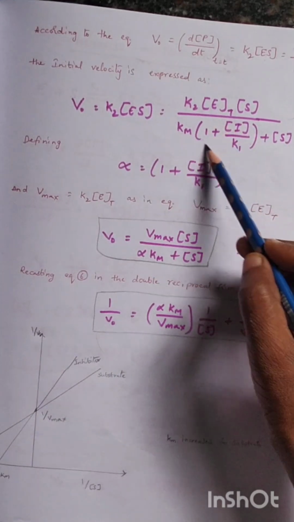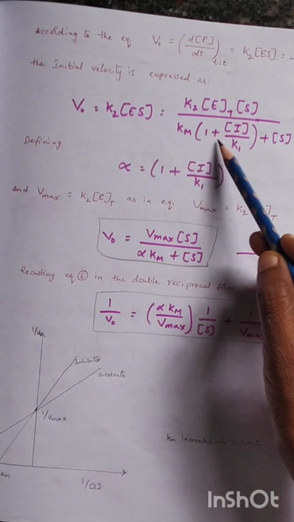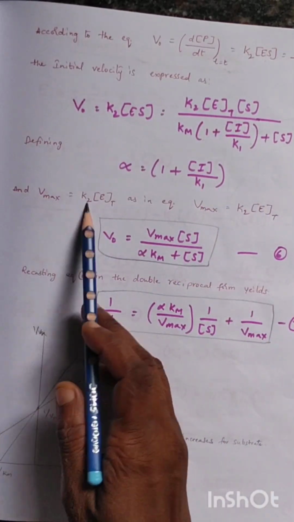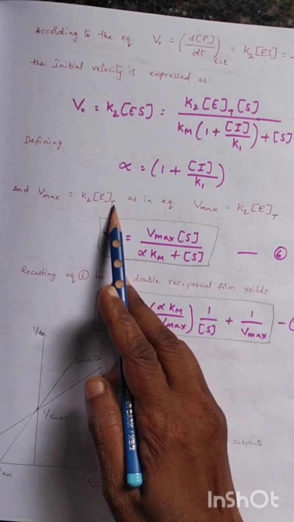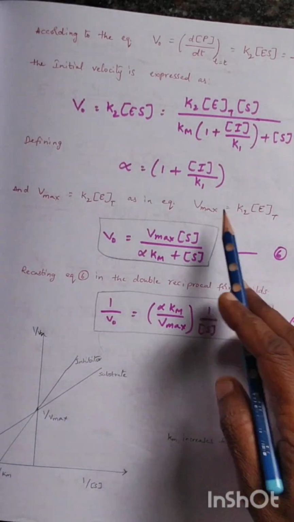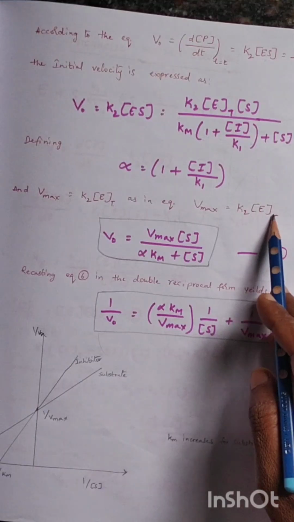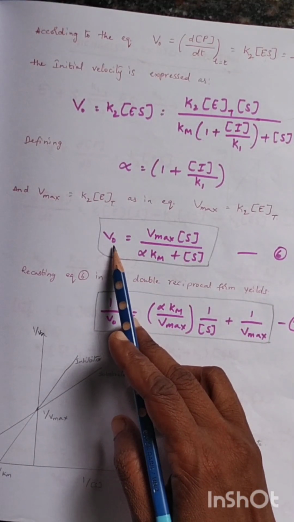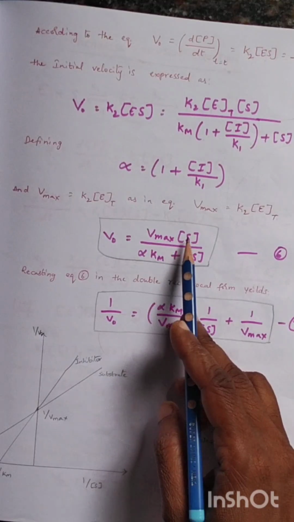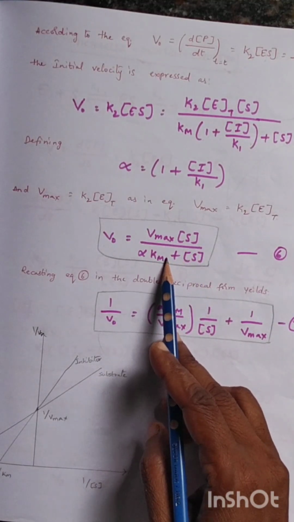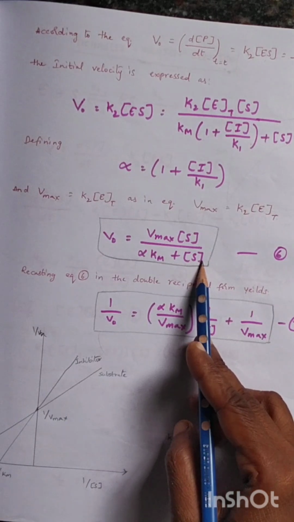If we take the whole of this expression as alpha, then we can rewrite it with Vmax equal to K2 into the total enzyme concentration, as in the equation Vmax is equal to K2 into the concentration of total enzyme. The initial velocity V0 is equal to Vmax into the concentration of S, whole divided by alpha Km plus the concentration of substrate.